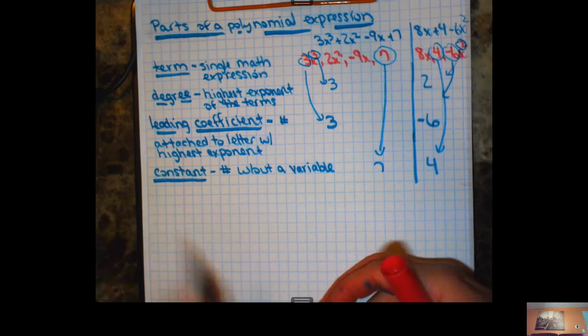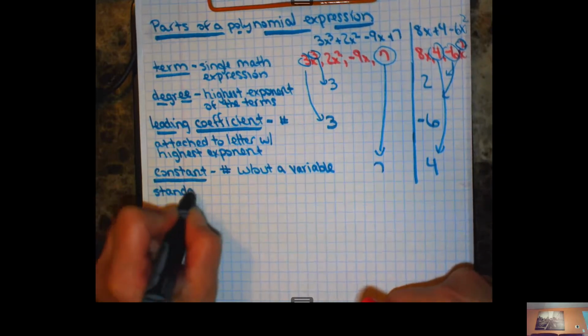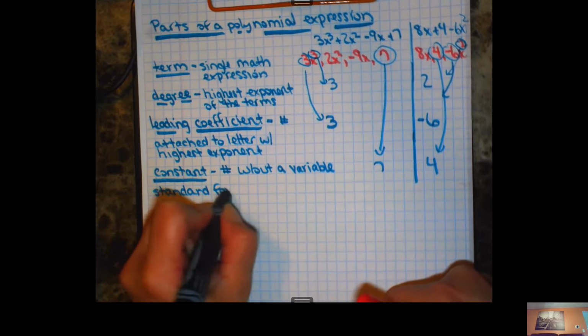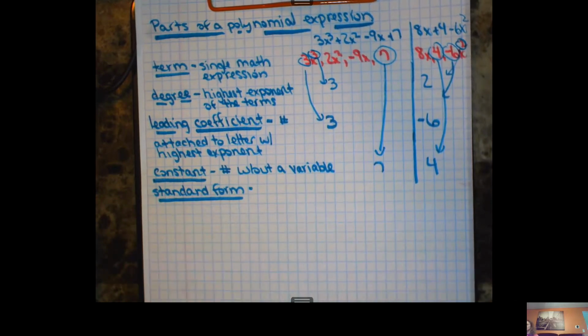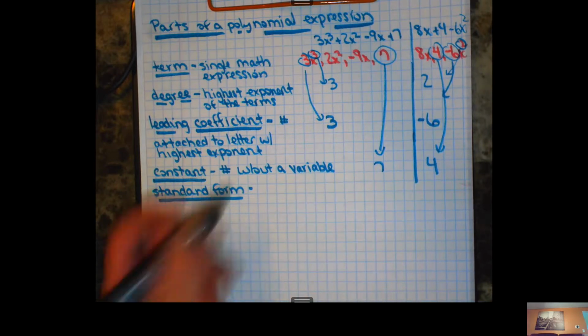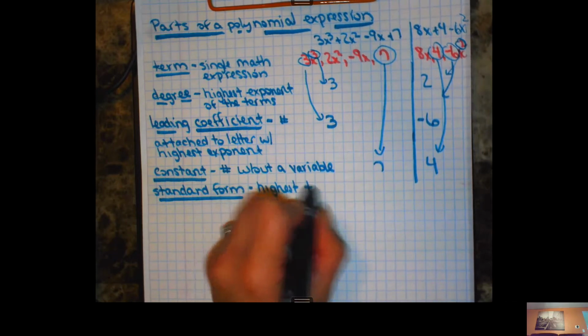One more, that would be standard form. Standard form. We've heard of this before. Standard form means you would write the terms in order from highest to lowest exponent. So can you just write highest to lowest exponent?